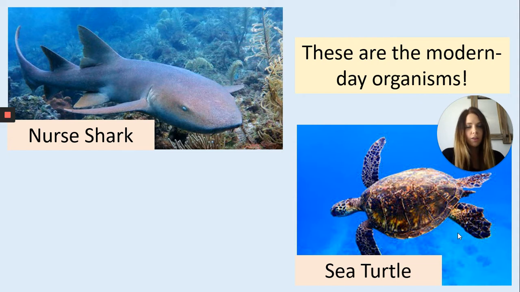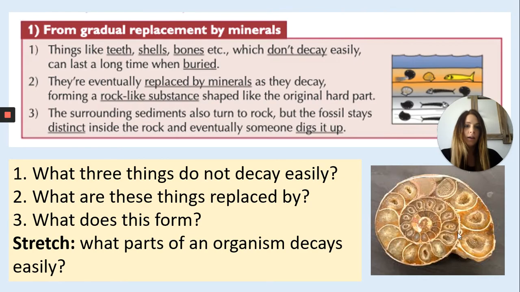So, the modern day examples of those are the nurse shark and the sea turtle. So they haven't really changed much from the fossilised ones that we've seen to the organisms that we see today. Now these fossils can show us how things have changed over time. Now fossils can form in three pretty distinct ways.